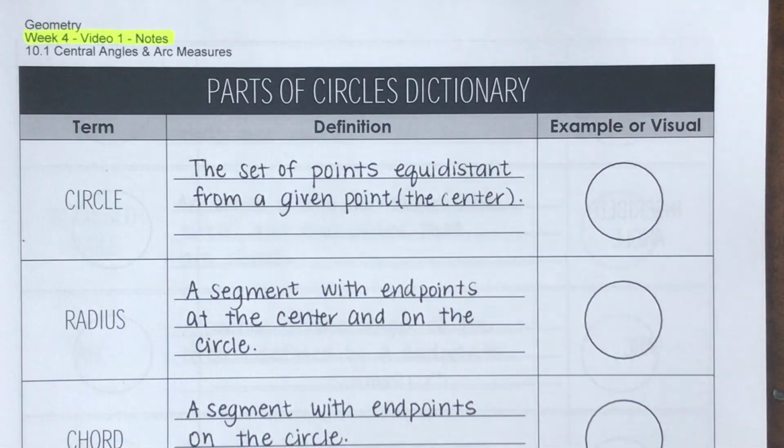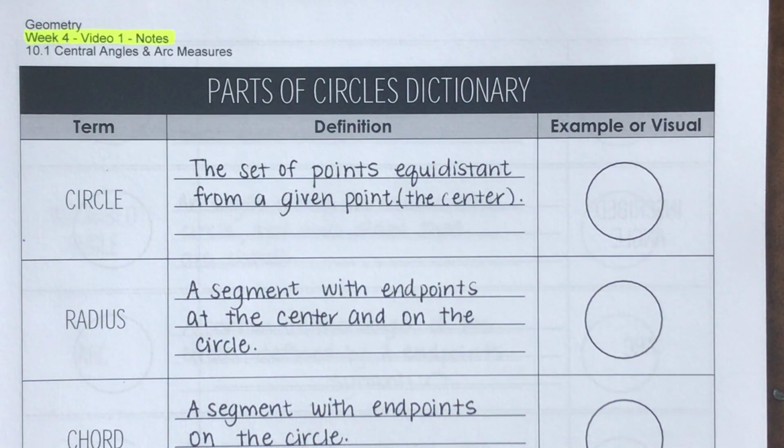Today we're going to get started on our new chapter. We're going to be starting on our chapter 10 today, which is all about circles. So this is our week 4 video 1 notes. Remember, you can follow along with my notes if you go to Edmodo. If you have a printer at home, you can print them out and follow along with me. Otherwise, it would be smart to just write your notes on a sheet of paper.